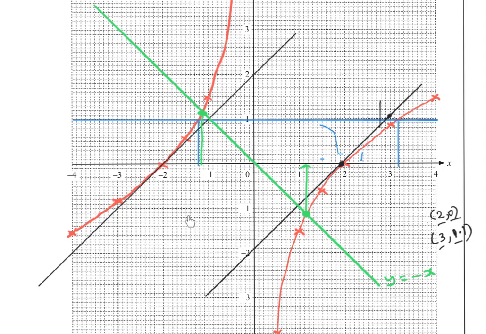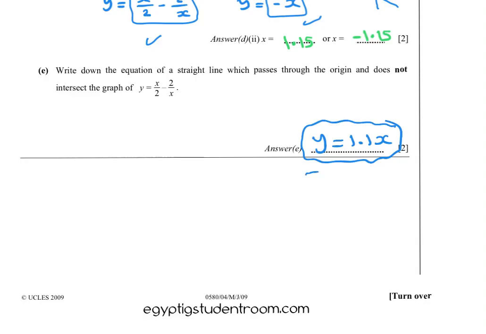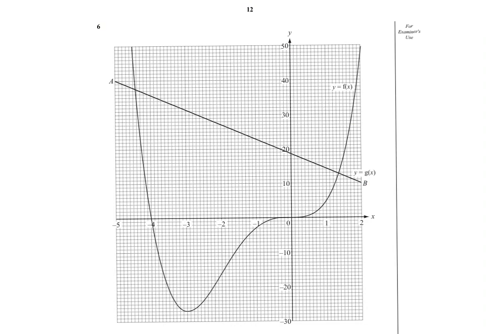This is our line. Passing through the origin means c equals 0, and parallel to this and that, so its gradient is 1.1. So its equation is y equals 1.1x, or approximately y equals x. Y equals 1.1x.